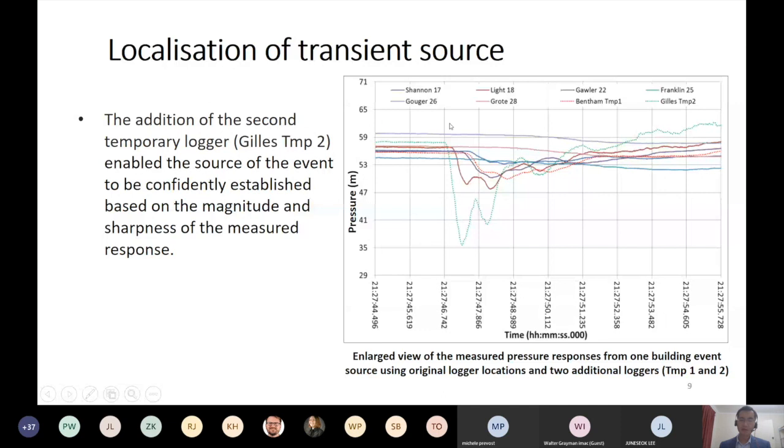So this is an enlarged view of one of the transient events. You can see using the mobile loggers, we can have a better understanding of the scale of the problem. Here we see the variation is about 30 meters, if you check this dotted line here. But if we do not have the mobile loggers, if we just rely on the permanent loggers, we may only see a few meters variation and we may just ignore it.